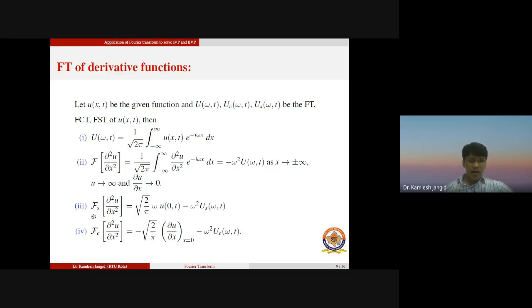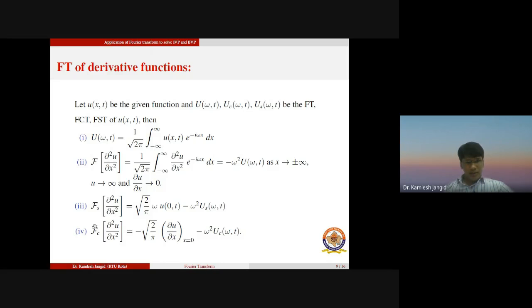Right. Similarly, the Fourier sine transformation of the second order partial derivative of u is equal to square root of 2 upon pi times omega u of 0 comma t minus omega square times the Fourier sine transformation of u of x comma t, right? Similarly, the Fourier cosine transformation of the second order partial derivative of u is equal to minus root 2 upon pi times del u upon del x at x equals 0 minus omega square times the Fourier cosine transformation of u of x comma t.